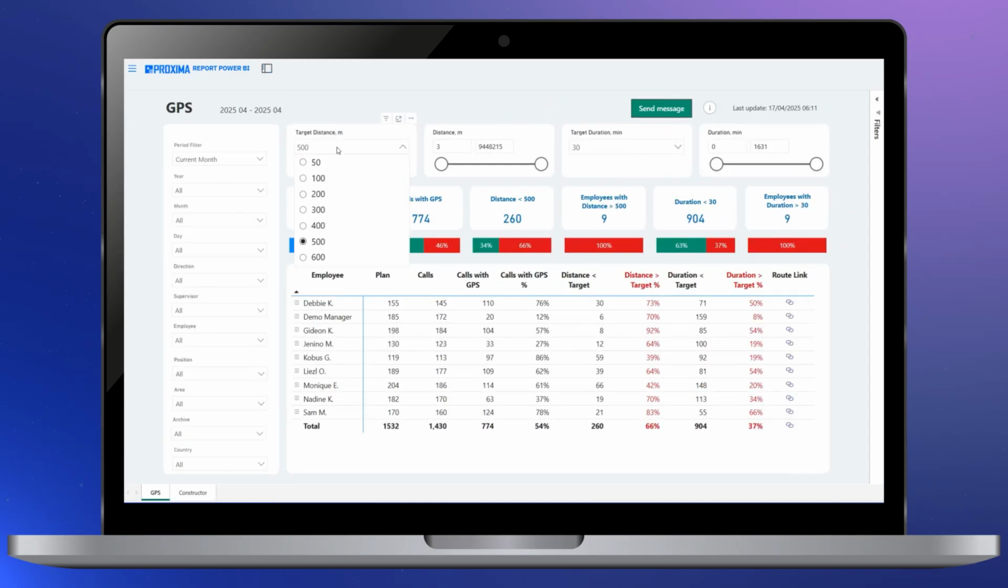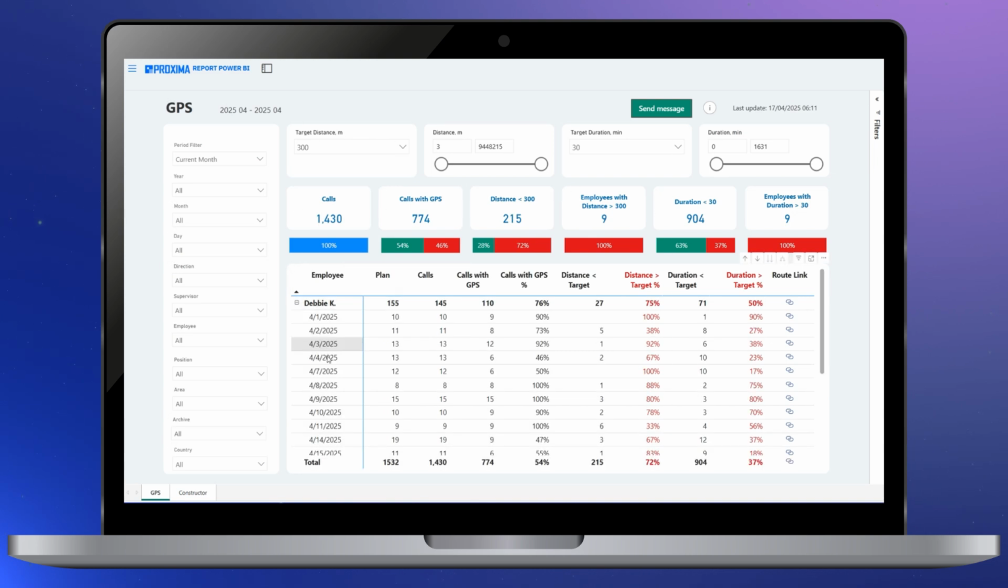One rep shows unusual patterns. I open the map-based daily route view to investigate. Reviewing his route for that day, I realize he managed his time inefficiently and skipped several high-priority visits.